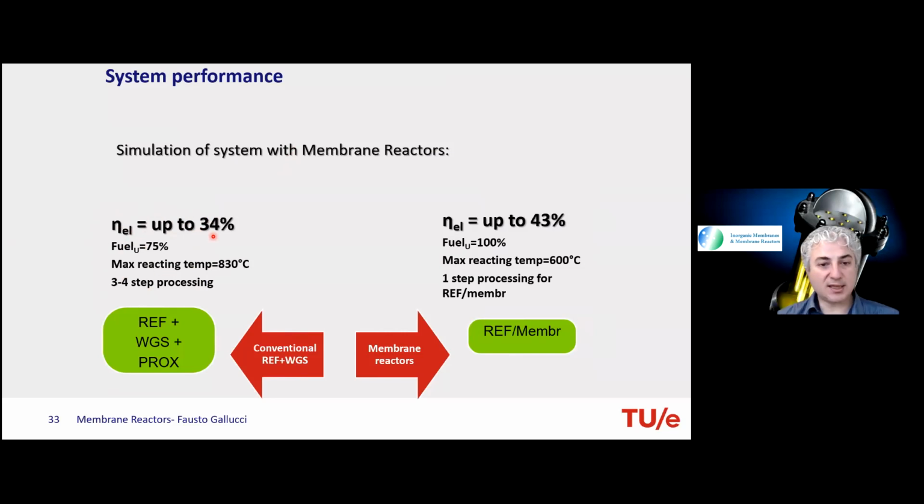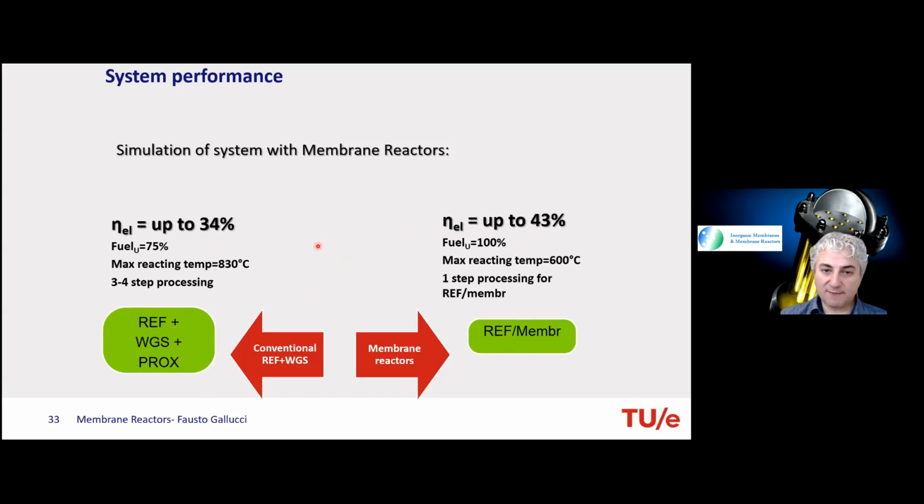So it means that our calculation is not very far from what is on the market. Actually, it's exactly what is on the market. And then if you do the calculation of the new system, you get 43%. And now, of course, if you compare the 2 systems, in the new system you have only the membrane reactor. Here you have a lot of reactors.